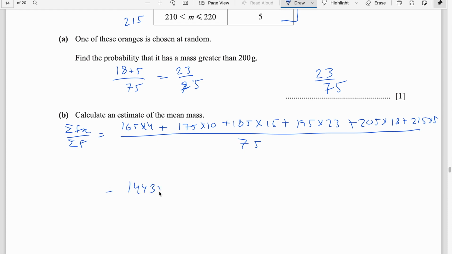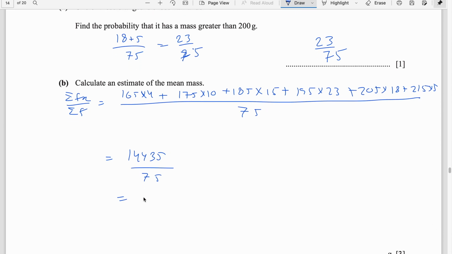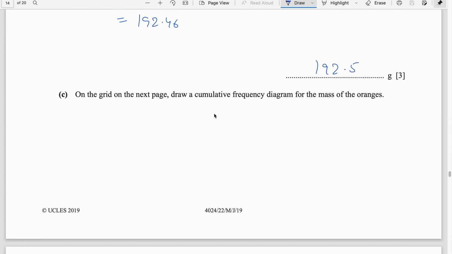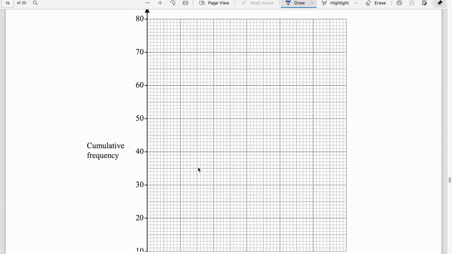Use your calculators, get the sum, divided by 75, 192.46, approximately equal to 192.5 grams. On the grid on the next page, draw the cumulative frequency diagram for the mass of oranges. Cumulative frequency diagram for mass of oranges.